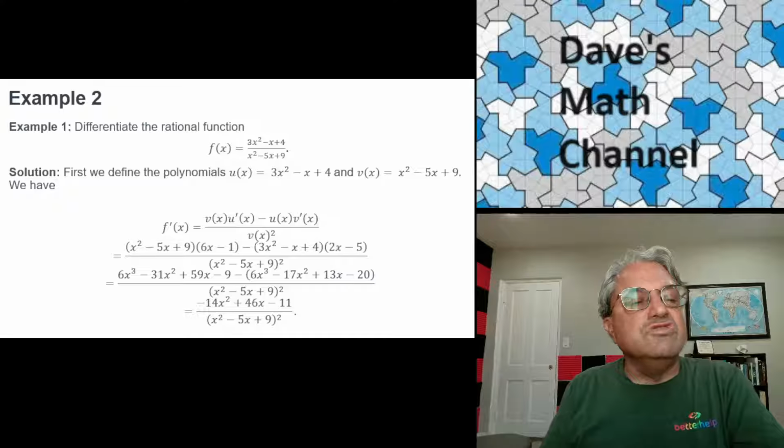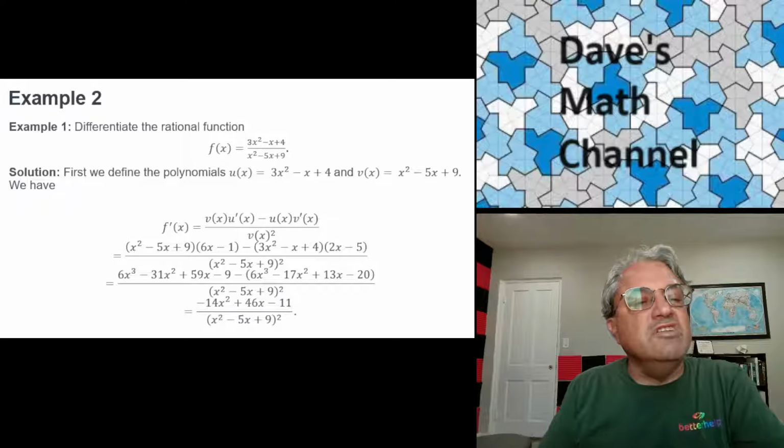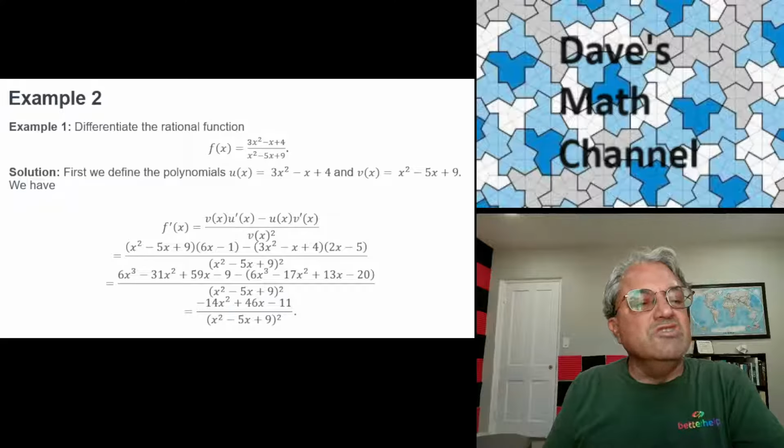And now we just use the formula again, the quotient rule, which I'm not going to state. But if you work out the numerator without simplification, you just get this quantity in the second line: x squared minus 5x plus 9 times 6x minus 1 minus the product 3x squared minus x plus 4 times 2x minus 5. Well, now you got to do a lot of multiplications, but I think you guys know how to do this. I mean, this is kind of just generalized FOIL. So you have to collect like terms. That's kind of the trick here.